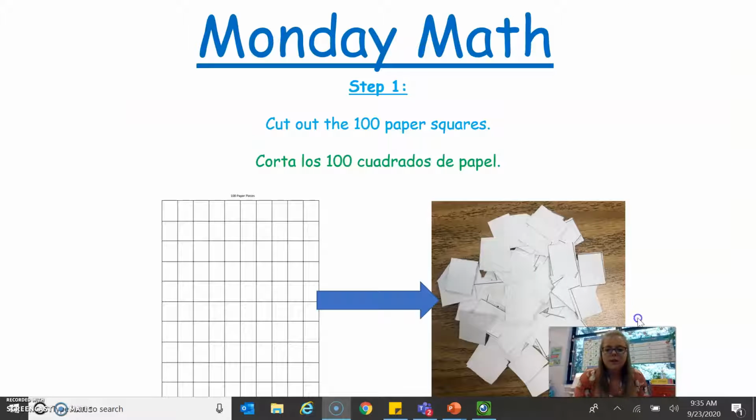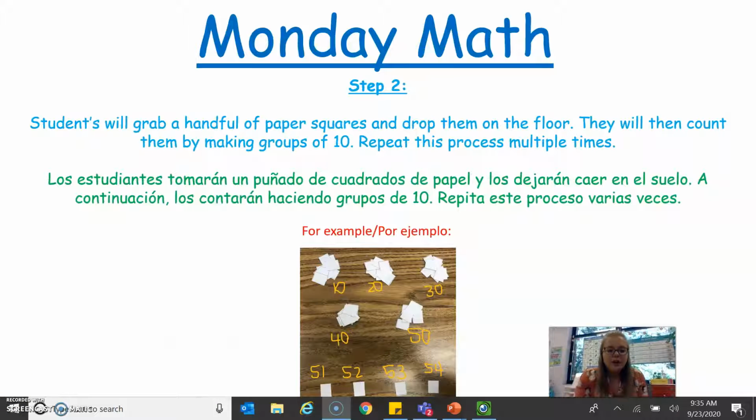Okay, so the first thing you're going to need to do is cut out the paper squares. So you should have a piece of paper that looks like this in your packet. You need to cut out all the squares to make it look like this. So you have 100 separate pieces. Alright, once you have all those cut out, this is how you're going to play. I'm going to read the directions to you, and then I'll show you. You need to grab a handful of those paper squares and drop them onto the floor. You're then going to count them, and when you're counting them, you want to make sure you're also making groups of 10. Okay, you're going to do this a couple times.